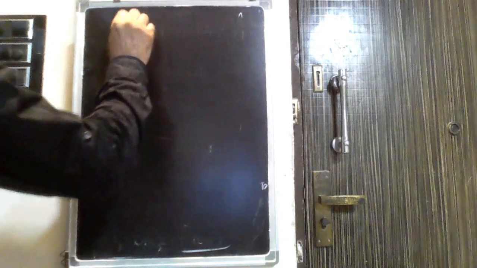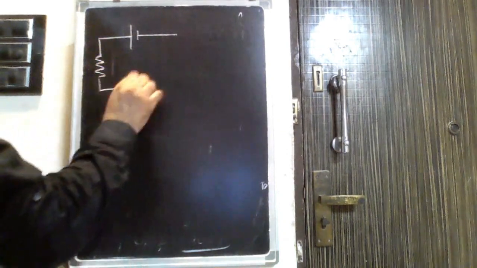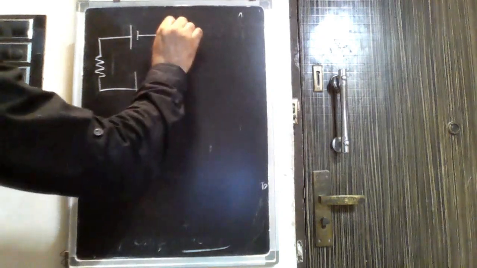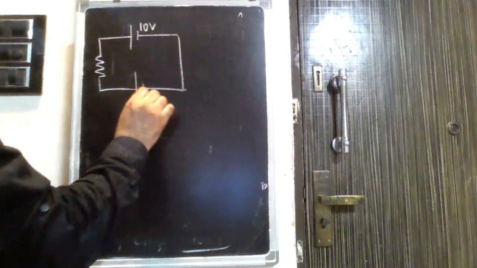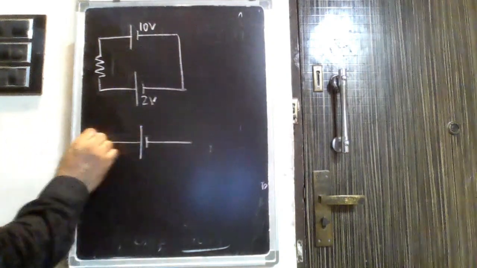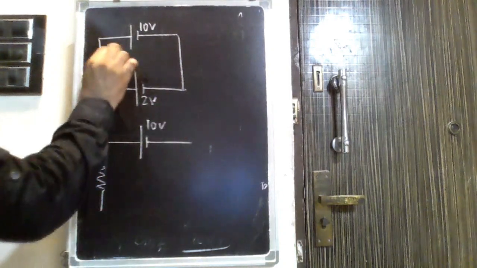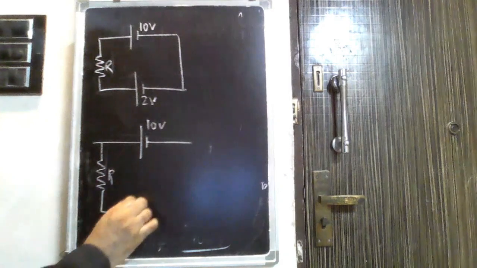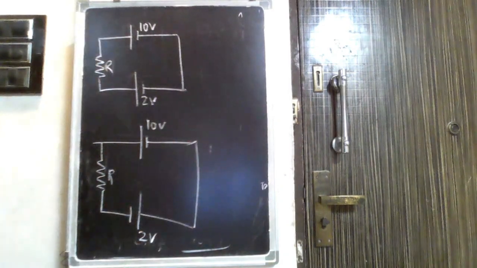I'll give you two circuits now. There is this one, there's a resistor here, there's another battery like this. This is a 10 volt battery and this is a 2 volt battery. Now the next one, same 10 volt battery, the same resistor here. This is also connected to a 2 volt battery. If I ask you what's the difference between these two circuits, you can say clearly.